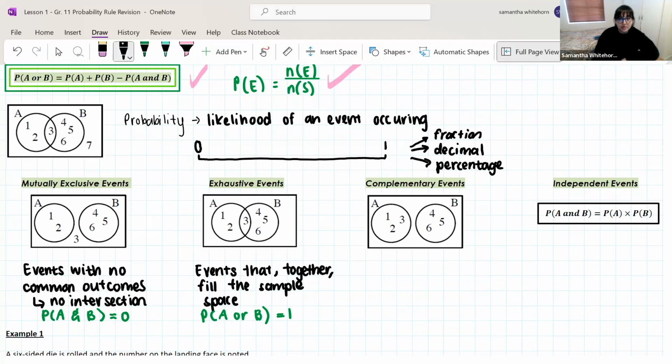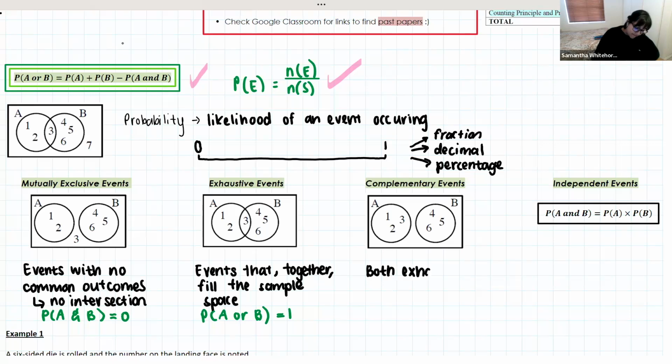Complementary events are special types of events that are both exhaustive and mutually exclusive. So not only do all outcomes fall in one of the events, they are also mutually exclusive. They have no intersection between. So again, if you look at the Venn diagram, there's no intersection, as well as the fact that all outcomes exist in one of those two circles.